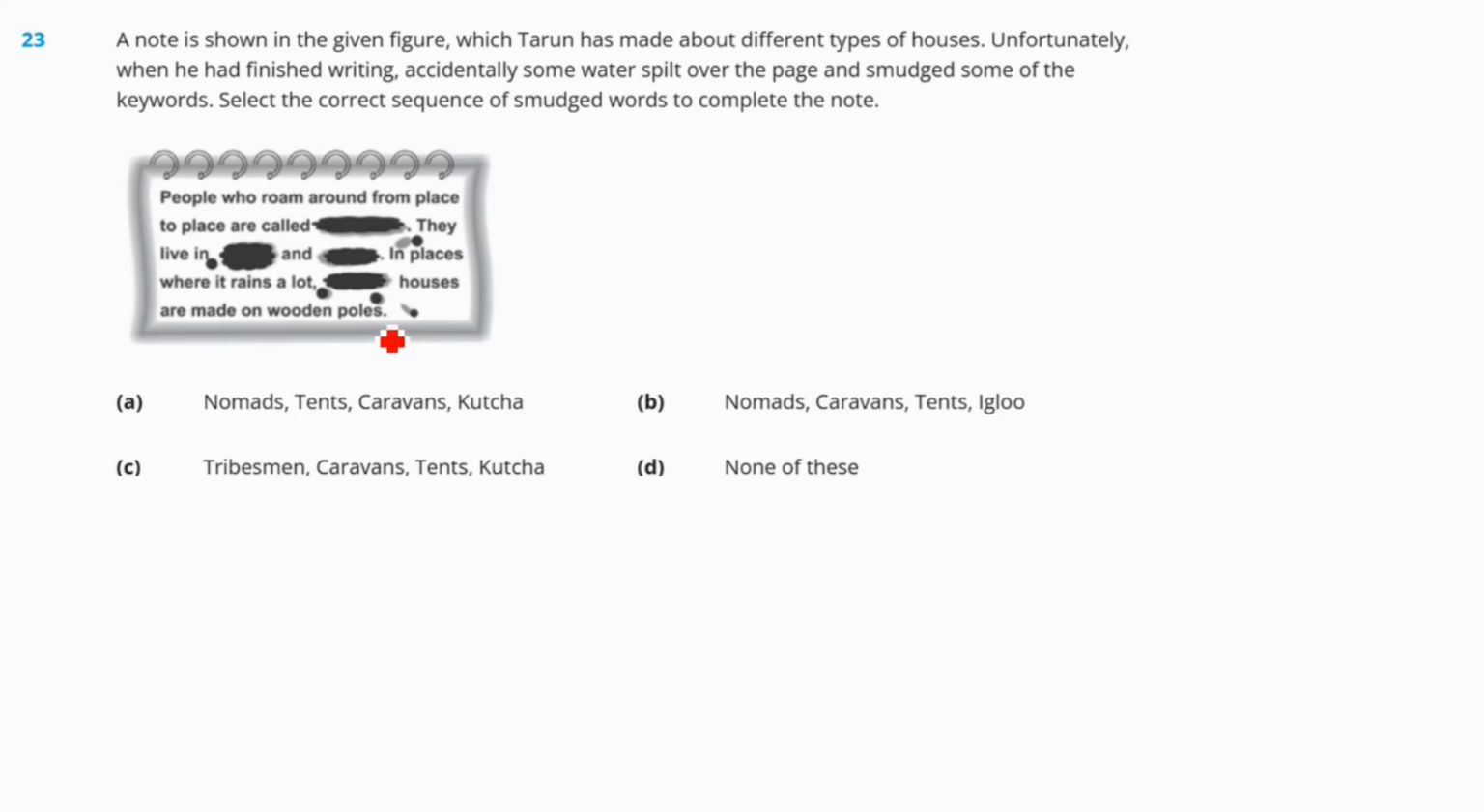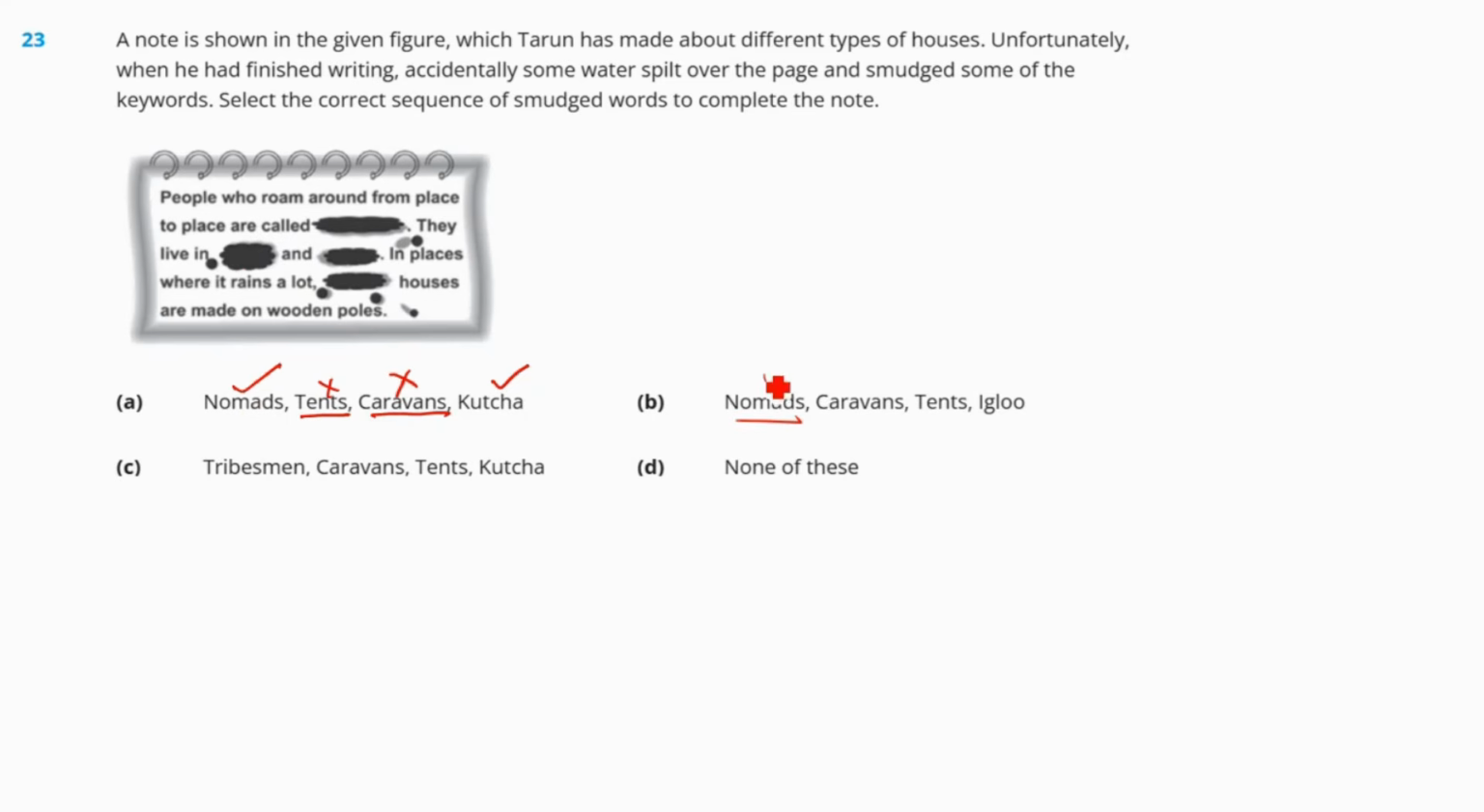So bamboo houses are made of wooden poles, right? In places where it rains a lot, we generally make high raised houses, right? So here none of these are correct actually. Nomads will not have tents and canvases. They make kacha houses. Yes, kacha houses can be an option. Nomads is also correct, but tents and canvas is not correct.